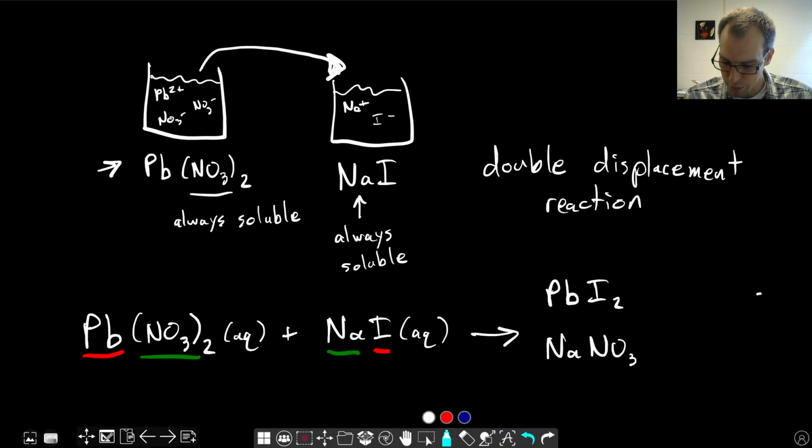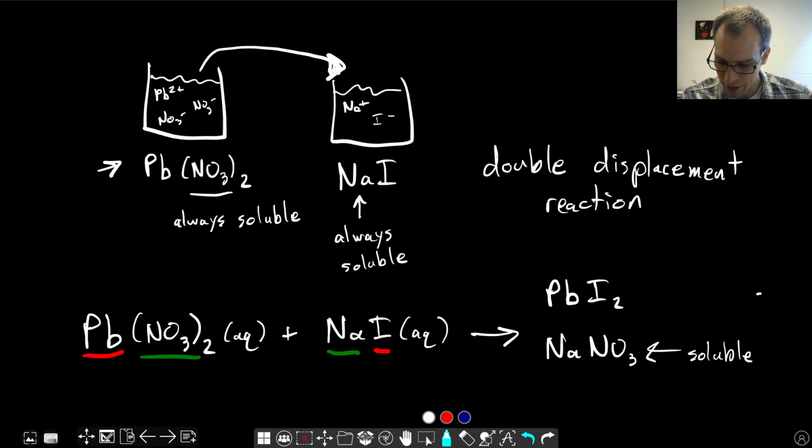Well, we can start with the bottom one. All nitrates we said are soluble, and all compounds that go with the alkali metals are also soluble. So this is going to form a soluble compound. So these ions are not going to do anything. They started soluble, they're going to stay soluble.